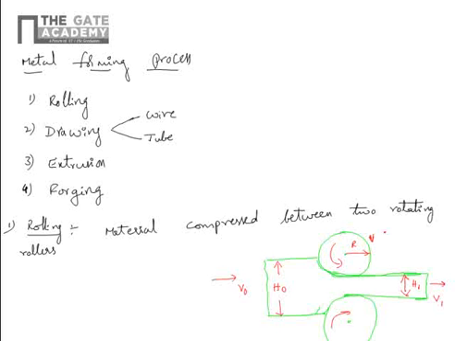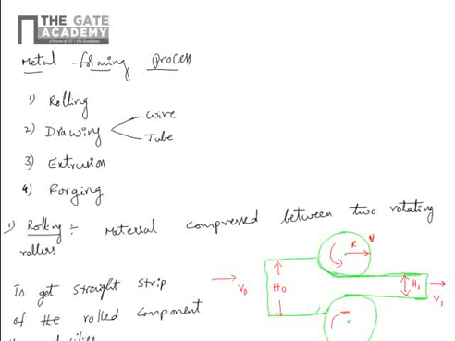The strip can be pulled into the rollers by friction acting between the rollers. To get a straight strip of the rolled component, the velocities of the rollers must be equal.